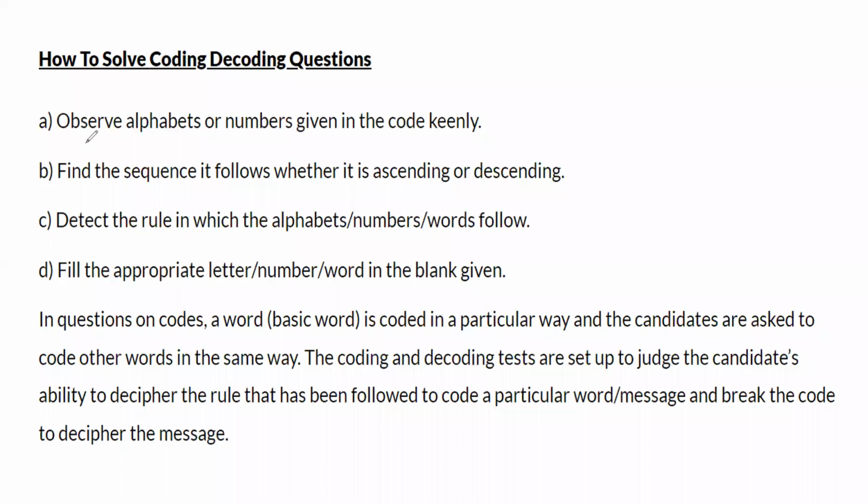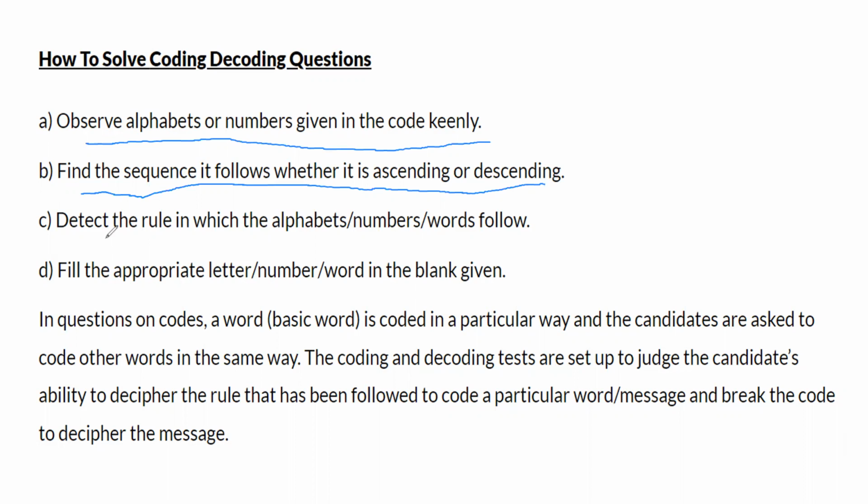First, observe alphabets or numbers given in the code keenly. So the most prior point is to actually observe what alphabets or numbers are given in the code, right? Now, what do we have to find there while observing? We need to find the sequence it follows, whether it is ascending or descending or any other kind of sequence, maybe skipping 1, skipping 2, skipping 3, or likewise.